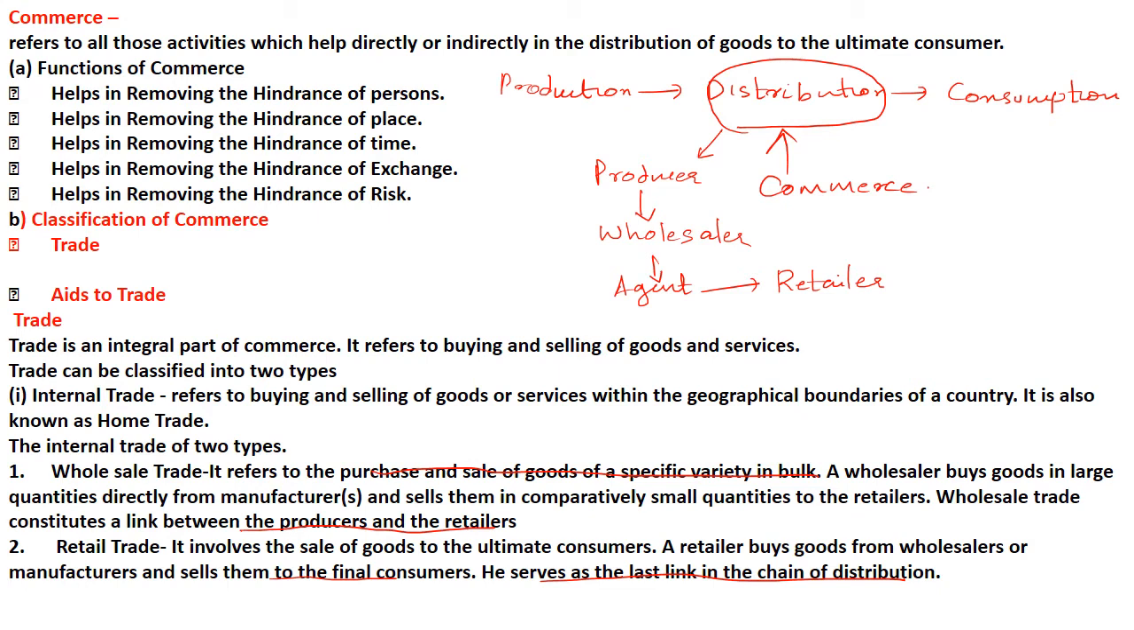Now internal trade is of two types: wholesale trade and retail trade. Wholesale trade means you are selling the goods in bulk. That is a wholesaler. So in distribution we have the producer, and from the producer, the wholesaler will buy that product.